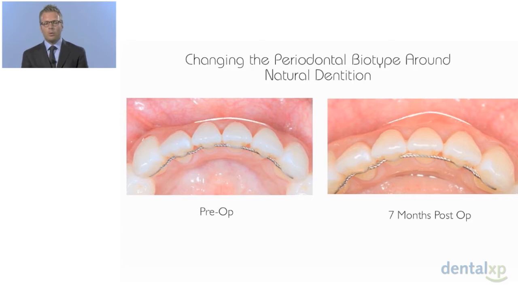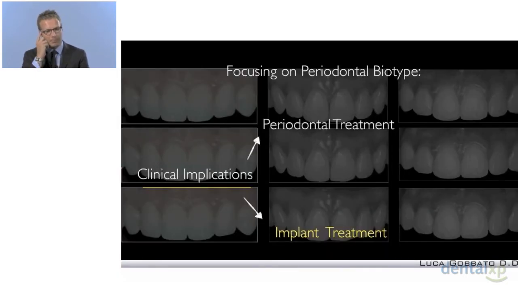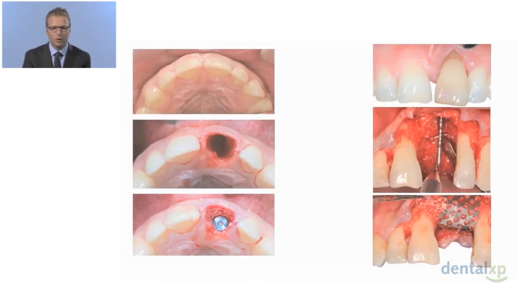We can definitely change the periodontal biotype around natural dentition just by grafting the area with a connective tissue graft, for example, increasing the thickness of the buccal aspect of those teeth. When it comes to implants, the periodontal biotype, and therefore the peri-implant biotype, plays a very important role in achieving our aesthetic results. So when we focus on the periodontal biotype in implant treatment, the clinical implications are extremely important and related to periodontal biotype.